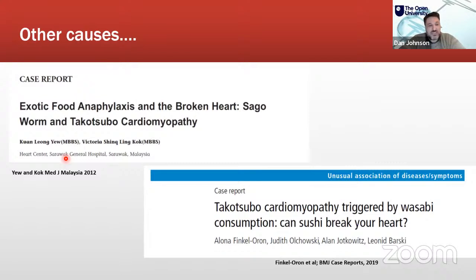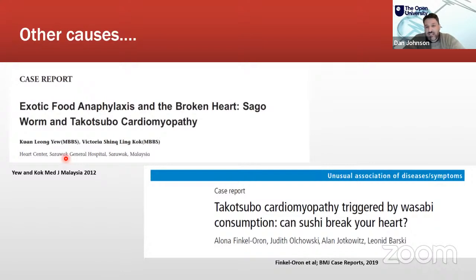So, for example, back in 2012, there was a patient who had anaphylaxis and then presented with this Takotsubo cardiomyopathy by eating these sago worms. And that obviously caused some release of catecholamines, which led to the patient ultimately getting this cardiomyopathy.